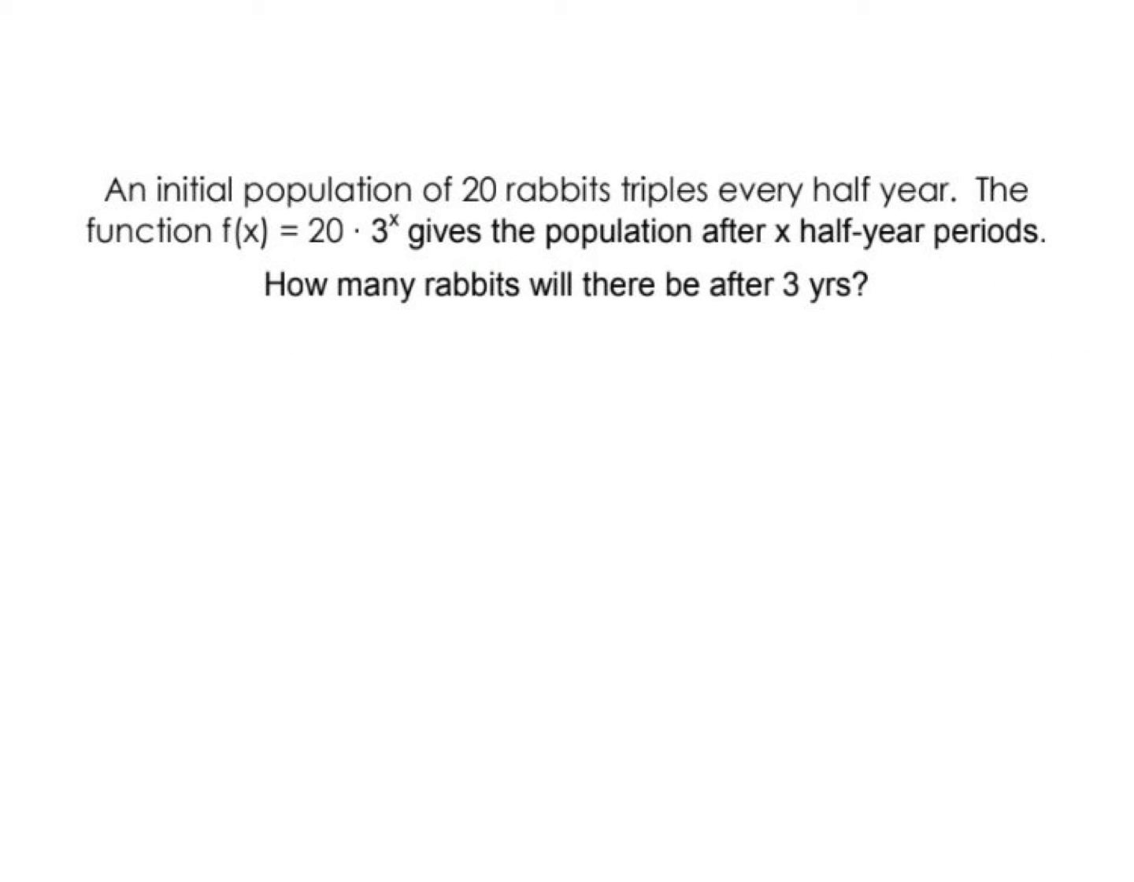All right, here's a good one. The initial population of 20 rabbits triples every half year. The function given here gives the population after x half-year periods. It asks how many rabbits there would be after 6 years. So what we need to do is multiply, first of all, 3 times 2, because this is half years.